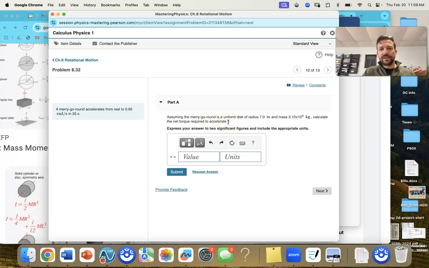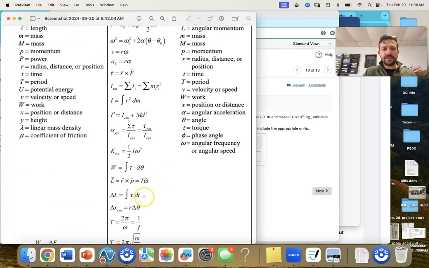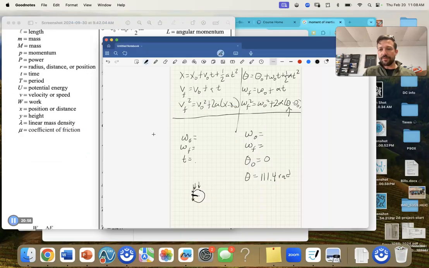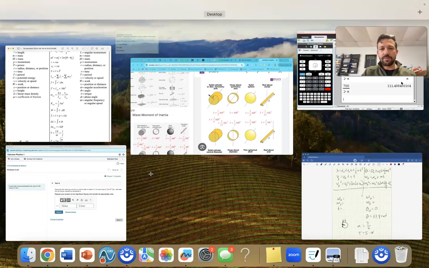Okay, so first off, on this one, it looks like we're probably using the torque formula right here. So let's look at that formula real quick. So torque is equal to, I messed this up. Alpha, angular acceleration, is equal to torque divided by I, which means if you want torque, you can do moment of inertia times angular acceleration.